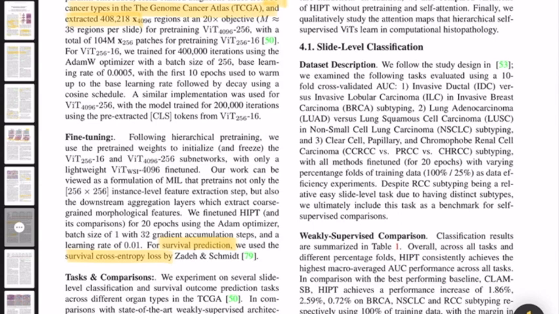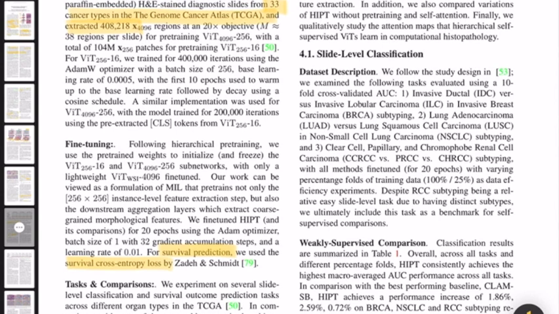The HIPT method is compared to other multiple instance learning methods. Here it's important to note that the input features for all methods are the output of the vision transformer at the first level, or the 16 by 16 patch tokens. So what's really being evaluated here is the hierarchical architecture and the recursive pre-training approach. For classification, there are 3 tasks: subtyping breast cancer, subtyping non-small cell lung cancer, and subtyping renal cancer.